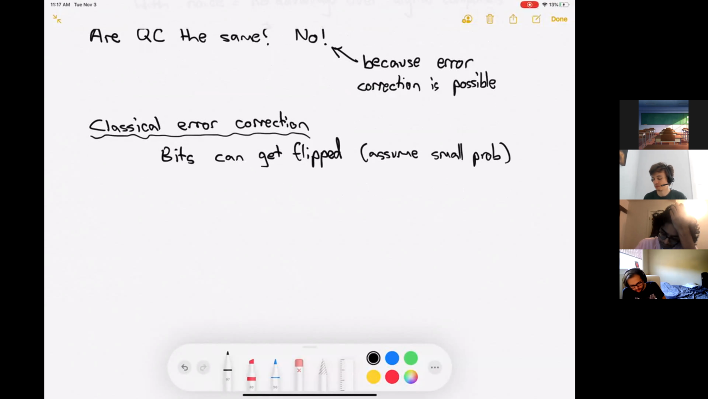And so we want to be able to use error correction to make our data storage more robust. Anyone have an idea of how we could protect a single classical bit against an error happening? Make copies of it. Awesome. So that is indeed the simplest classical error correcting code, just called the repetition code.